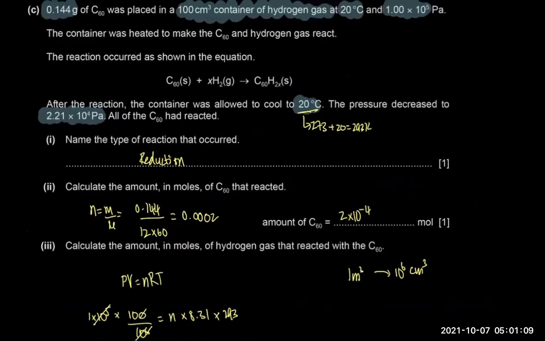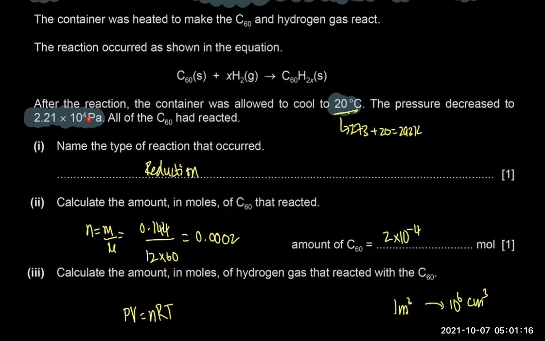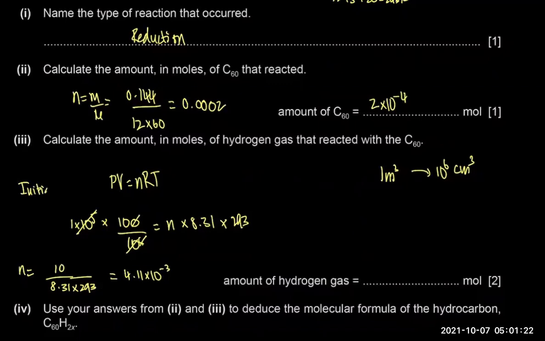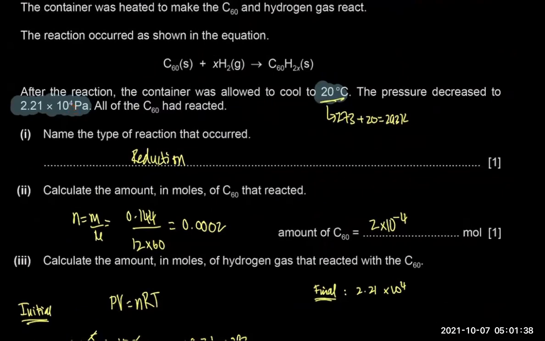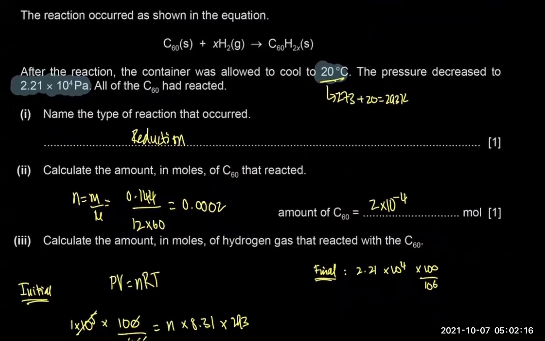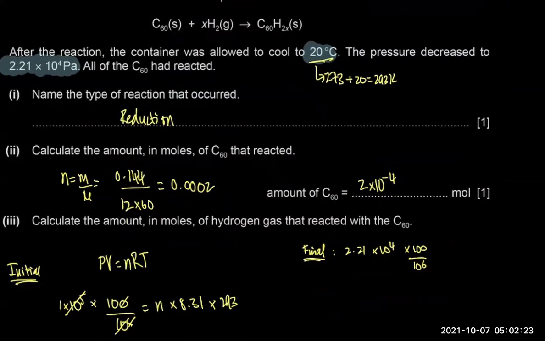And I had some gas left over, didn't I? So the pressure had decreased. So this is initial, and for final it will be exactly the same expression. But what we have is the final pressure is 2.21 times 10 to the power of 4 pascals, right? P times the volume is the same again, 100 times 100 over 10 to the power of 6. This was how much hydrogen gas we had initially, and we had some gas left over at the end. Because hydrogen was in excess, how much was left over at the end?